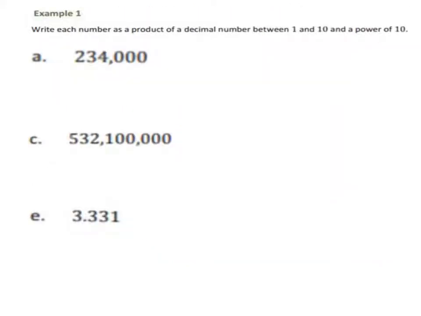So we're going to go back and review. Basically, in this example 1, it says write each as a product of a decimal between 1 and 10 and a power of 10. So all they're asking you for is straight out scientific notation. So my decimal is here. You got to move it 1, 2, 3, 4, 5. Just made that smaller, so it's now 2.34 and times 10.